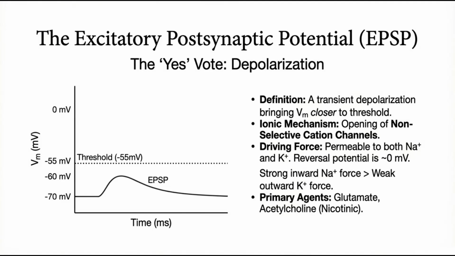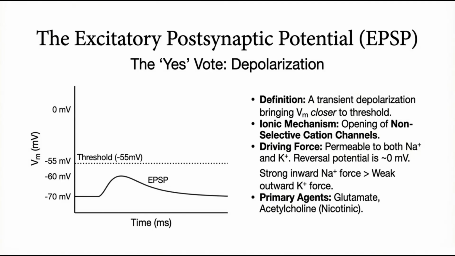And the slide mentions that the reversal potential is around 0 millivolts. Right. That's the voltage at which the tug of war would be a tie. So the channel always tries to pull the cell's voltage towards 0 millivolts. Since 0 millivolts is way above the threshold, this is a strongly excitatory signal. Agents listed are glutamate and acetylcholine at those nicotinic receptors.